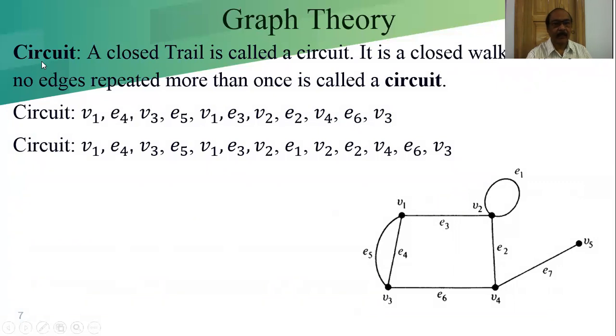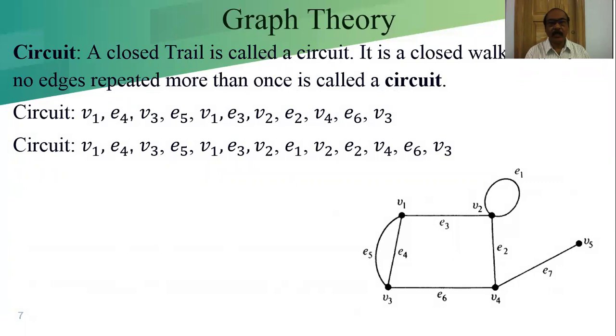Circuit. Now, what is the definition of the circuit? A closed trail. Trail means a vertex may appear more than once, but no edge appears more than once. So, a closed trail is called a circuit. It is a closed walk in which no edge is repeated more than once. It's called a circuit.